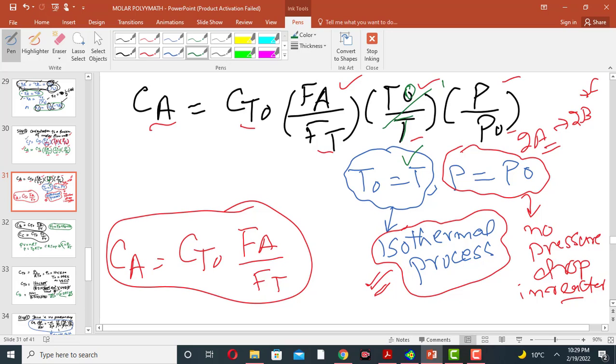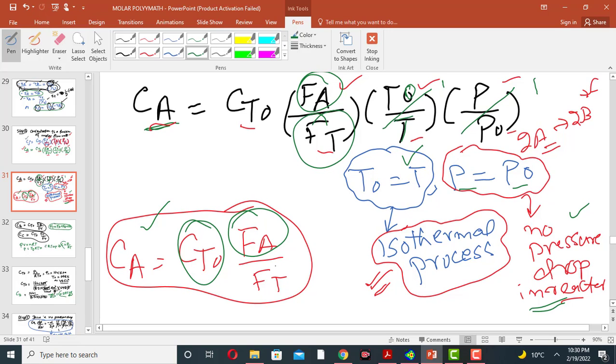And no pressure drop is occurring in this reactor. So there is no pressure drop, so P will be equal to P naught, and this term will also be equal to 1. So simplify this equation: Ca is equal to Ct naught into Fa, the molar flow rate of component A, divided by Ft, the total molar flow rate of components in the reactor.